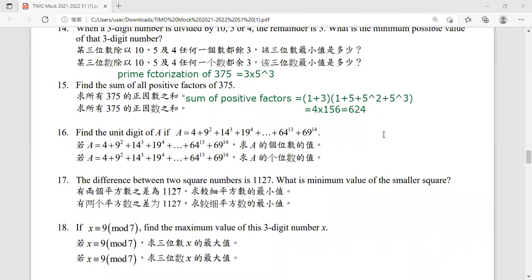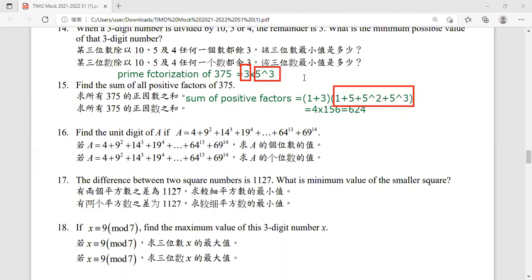Of course, you can find all the factors, but you don't need to find the factors, actually. Now we have 3 here. The factors will be 1 plus 3, and we have 5 cubed here. All the factors will be 1, 5, 5 squared and 5 cubed. You just multiply the sum of those.